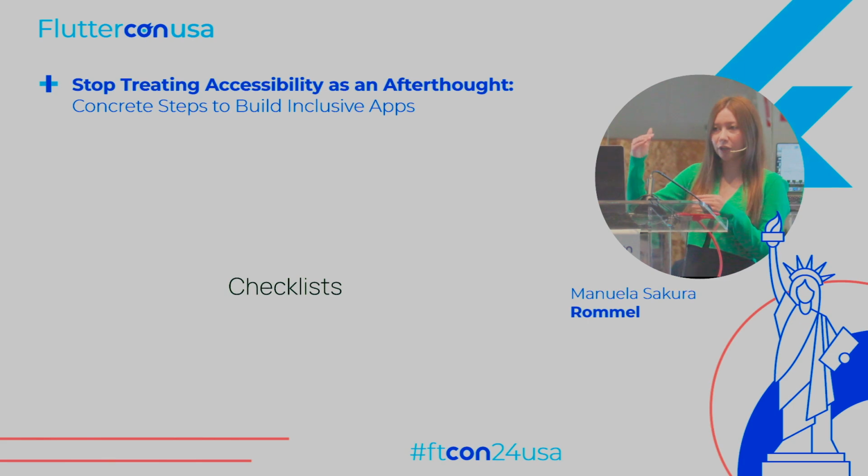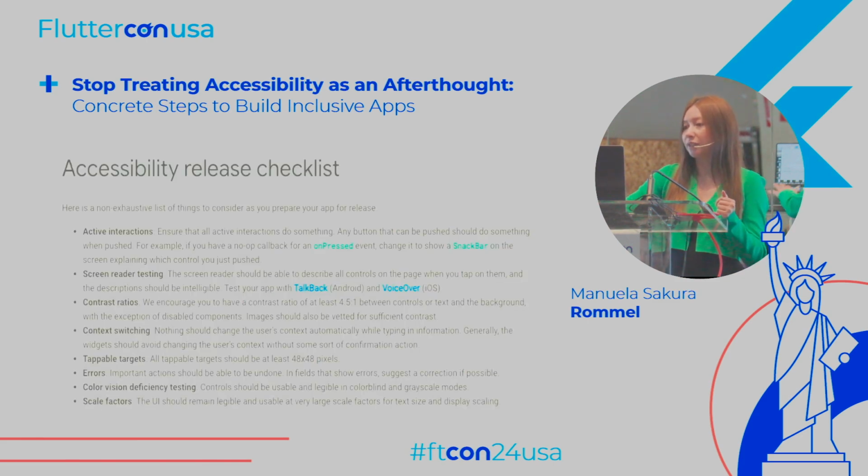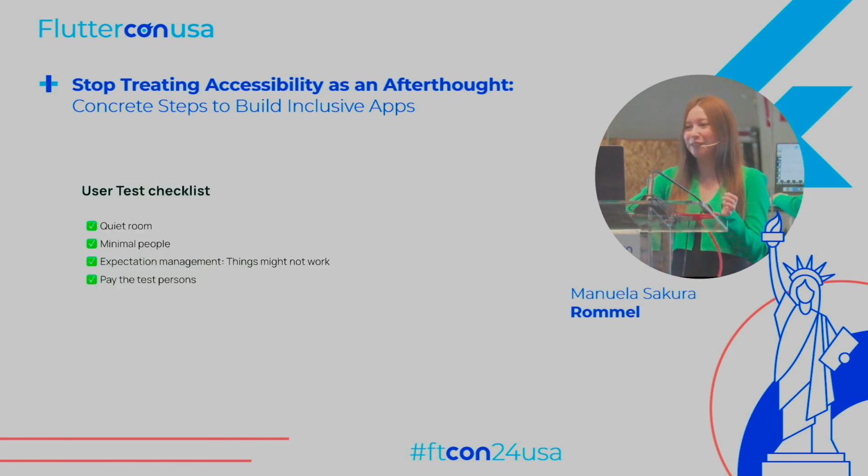So if every team has a checklist with some accessibility checks specified, you already have a good starting point. Actually, the Flutter docs have a great accessibility release checklist in their docs, so feel free to check it out. And now I have some further checklists that you can use. So for instance, if you want to do a user test, because someone who is actually affected can point you to actual issues in your app much better.